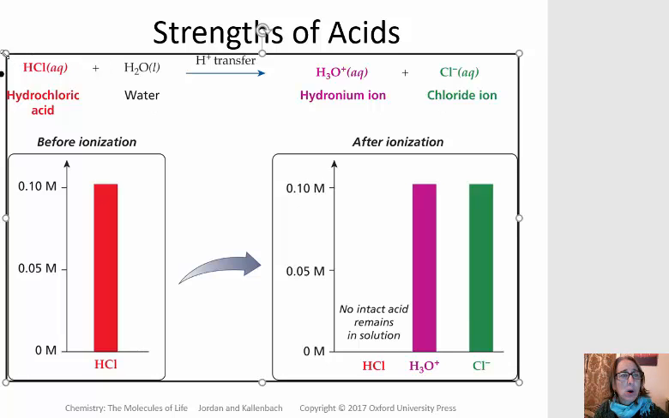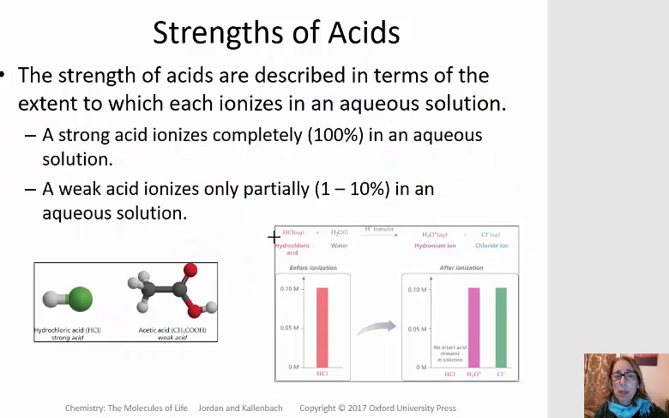Now weak acids only partially dissociate. So for example, let's look at acetic acid, which is a carboxylic acid. It's found in vinegar, and although it does have an acidic proton, this hydrogen bonded to the oxygen, it doesn't ionize very much. Less than 10% of the acidic hydrogens actually leave acetic acid.